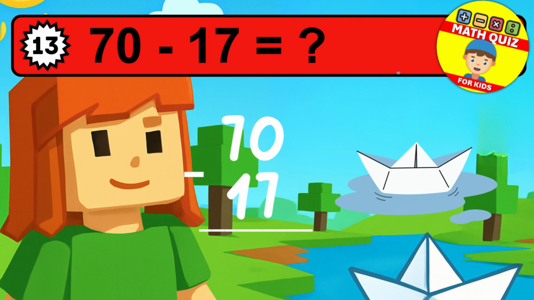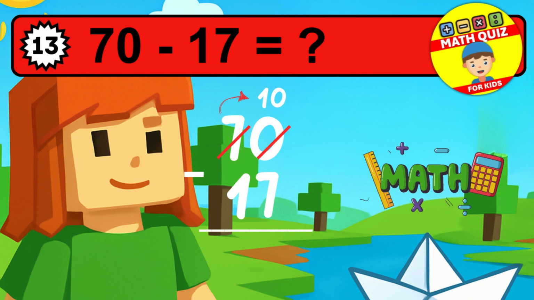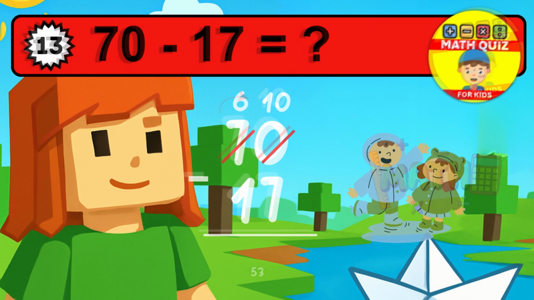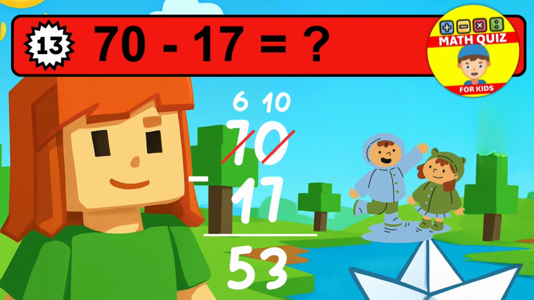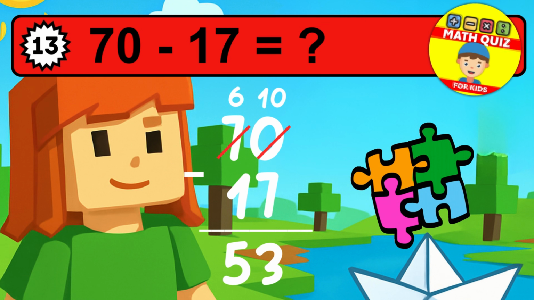Let's solve this step by step. We start with the units. 0 minus 7 is not possible, so we need to regroup. We take 1 ten from the tens column. Now we have 6 tens, and the units become 10. Now we subtract. 10 minus 7 is 3, then we go to the tens.